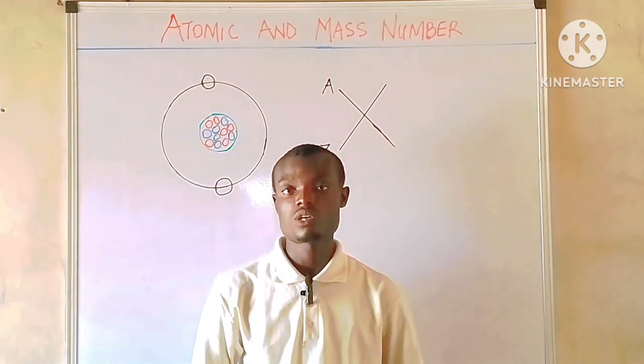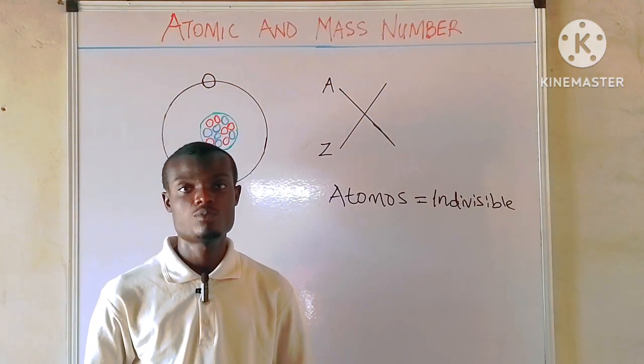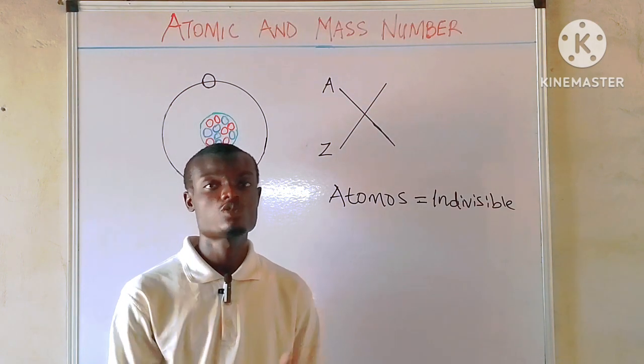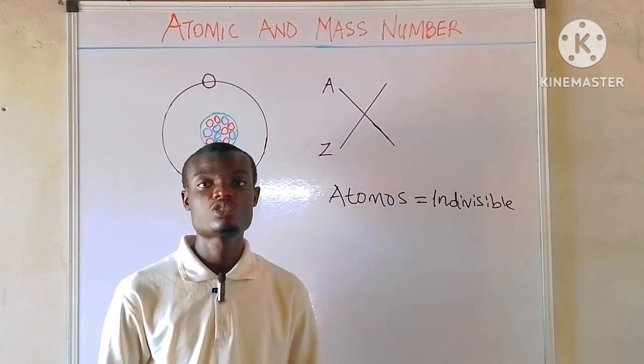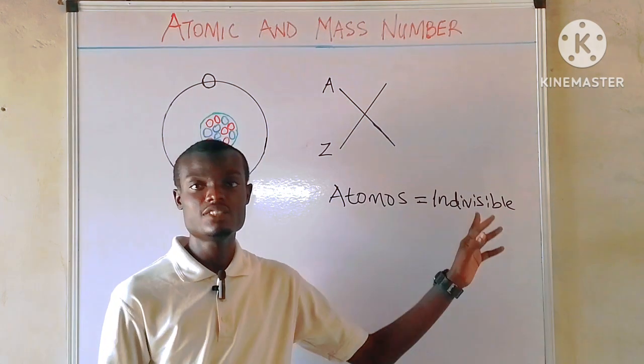So in today's video, we are going to look at the concept of atomic number and mass number. But before we dive into that concept, we have to understand what an atom is. Atom comes from the Greek word atomos, and atomos in Greek means indivisible.